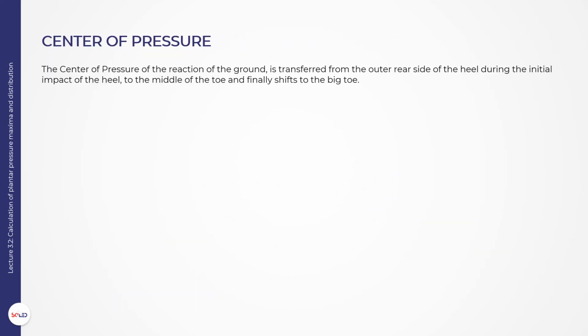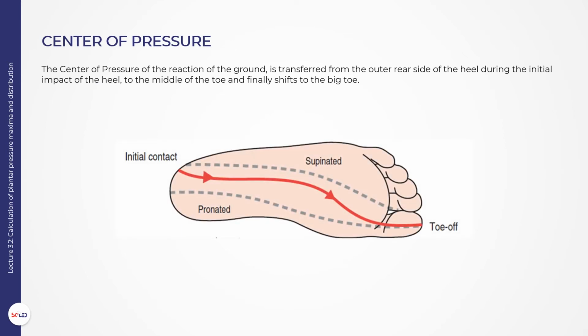Center of pressure. The center of pressure of the reaction of the ground is transferred from the outer rear side of the heel during the initial impact of the heel, to the middle of the toe during the mid-stance phase, and finally shifts to the big toe during the toe-off phase. The figure shows a typical plantar right foot outline in which the displacement trajectory of the pressure center for a normal foot, and for a pronated and supinated foot, is recorded.